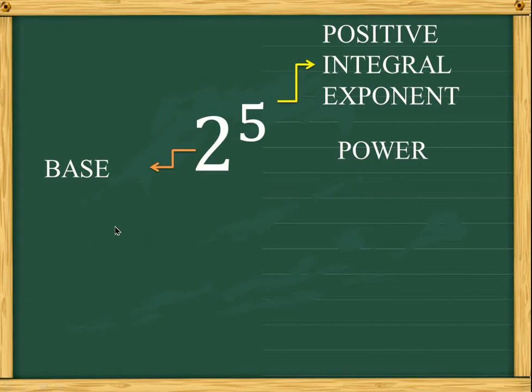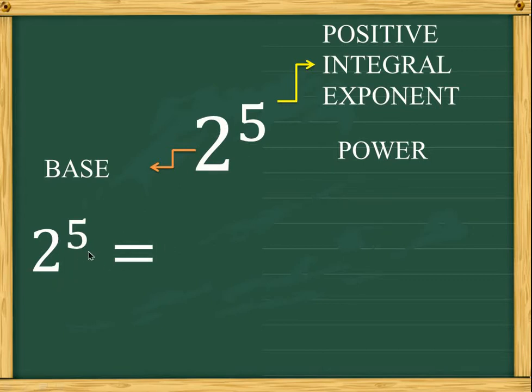Let's consider the same given, 2 raised to the 5th power. So, ano nga ba ang sinasabi ni exponent kay base? Anong connection ng exponent kay base? At paano to isi-simplify? So, from here, our exponent is 5 and our base is 2. So, sinasabi ni exponent kung ilang beses i-multiply ni base sa sarili niya.